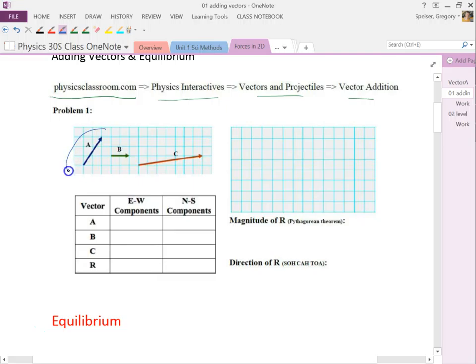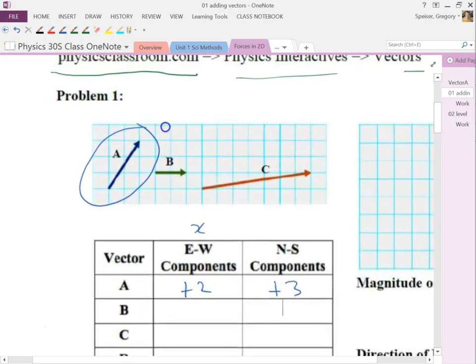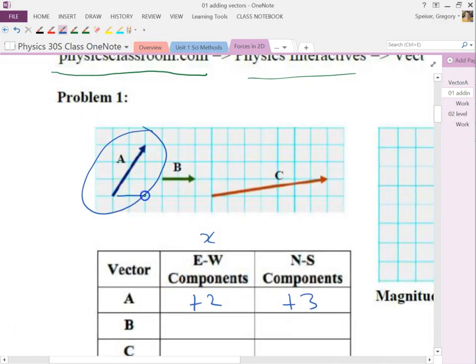If I take a look at vector number A, I can look at its east-west component, or the x component is another way of saying it. A goes plus 2 in the x direction, and it goes plus 3 in the y direction. So what do I mean by that? It goes 2 this direction, and it goes 3 that direction. That's where this 2 comes from, and that's where that 3 comes from.